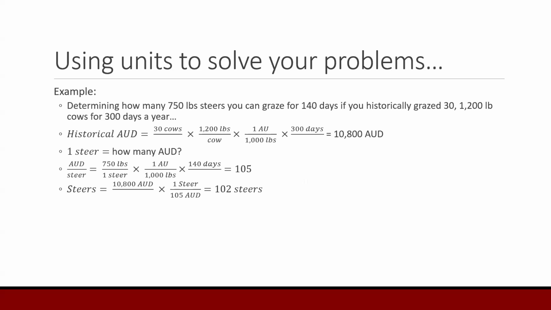We can also use this for math that we used in exam 2. If we're going from how many cows or how many steers can we graze, if we have historically grazed 30 1,200-pound cows for 300 days a year. Okay, so this was the math that was on the exam last year, and I changed it up just a little bit for you guys this year. You can use this dimensional analysis to make sure that this is going to be correct as well. Sorry for those watching the recording, but I'm drawing on the whiteboard.